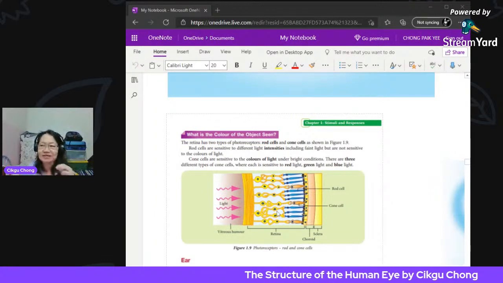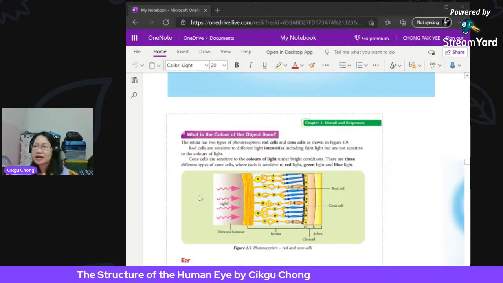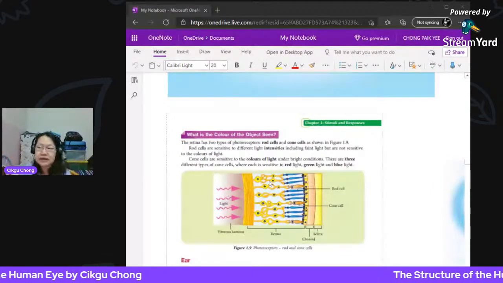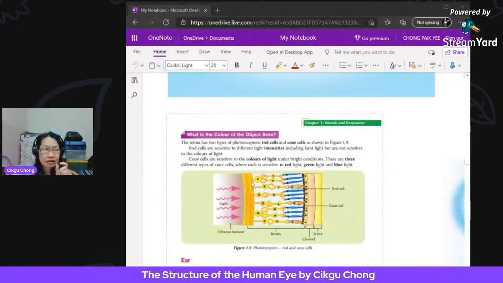Now, how to label? See, this is your retina. This is the light coming from the left hand side. So this is your retina layer here, this whole thing. The retina is the holder. This is already magnified, so this layer is the retina.